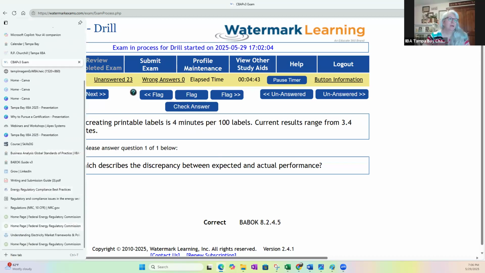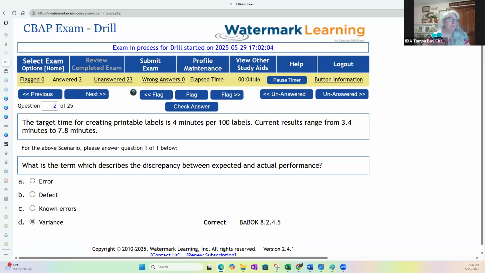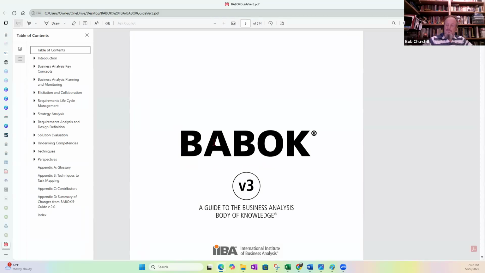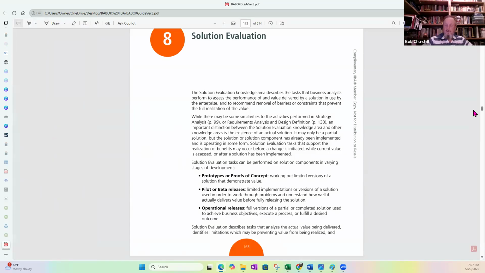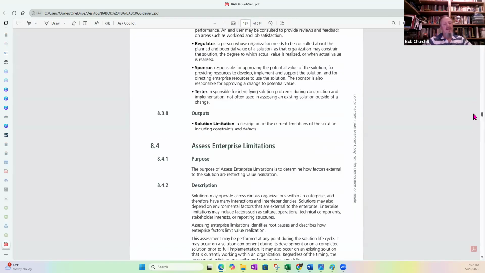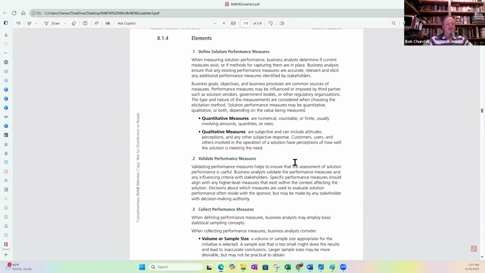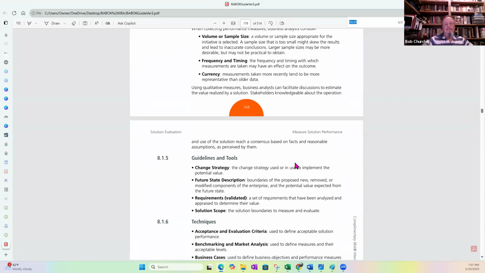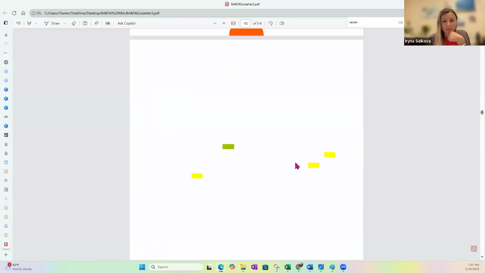I have the BABOK open here somewhere. 172. Yep. So what page are we on? Performance versus value, risks, trends, accuracy, and variance.